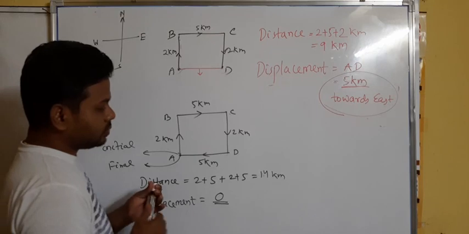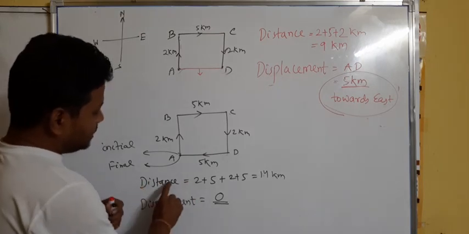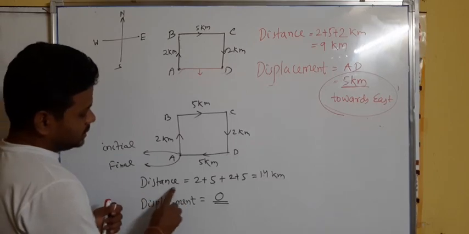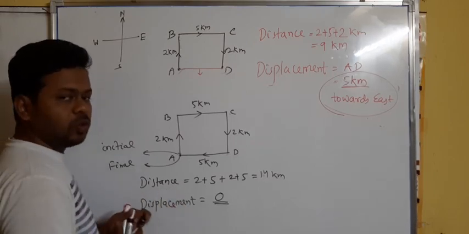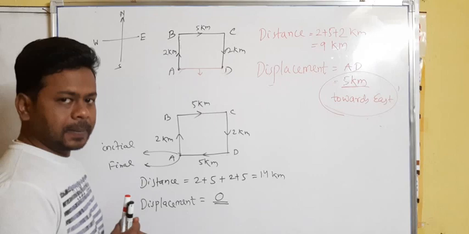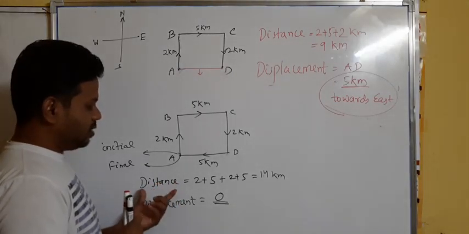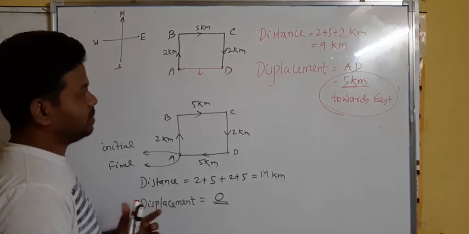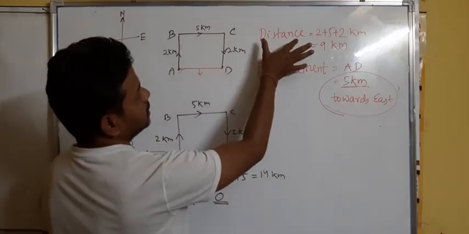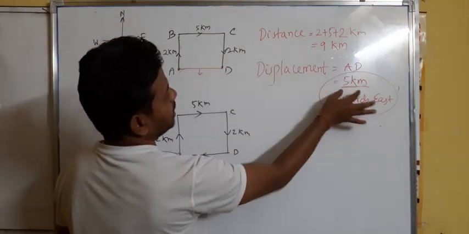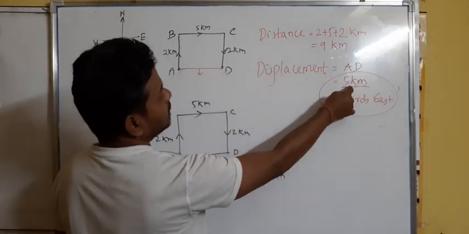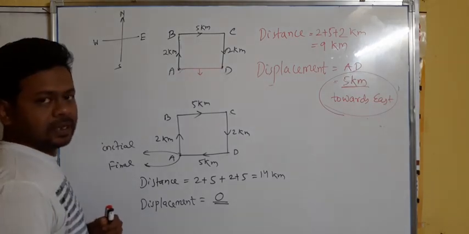Another thing is, when you compare distance and displacement, which one will always be bigger? If you compare the magnitude of distance and the magnitude of displacement, here you can see the distance is 9 km, displacement is 5 km. So normally the distance is more than displacement.